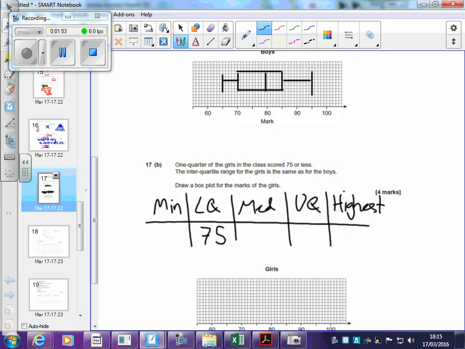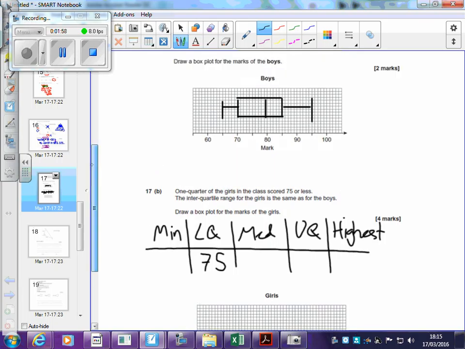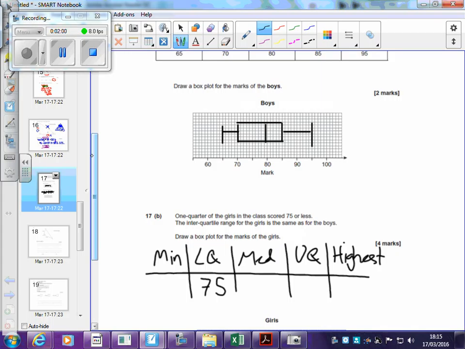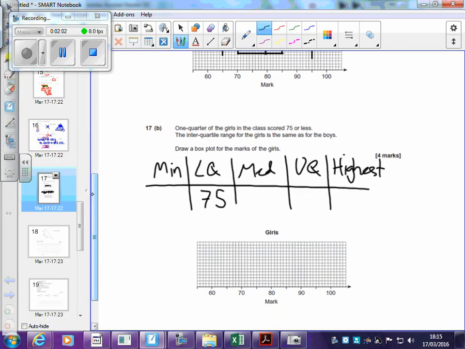The interquartile range for the girls is the same as for the boys. So let's have a look at the interquartile range for the boys. It went from 70 to 85, so it was 15. It's going to be the same for the girls. So I know that the upper quartile must be 90 in order to get that interquartile range.